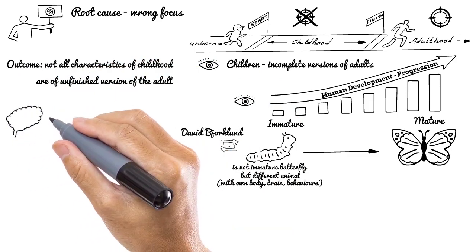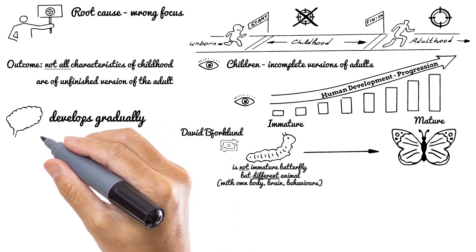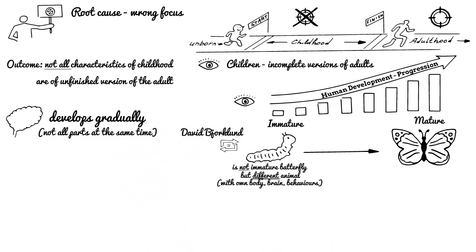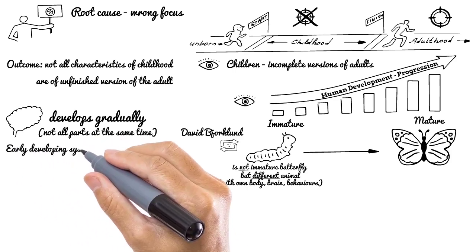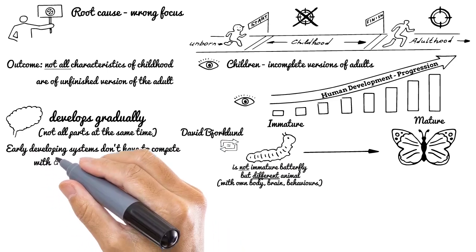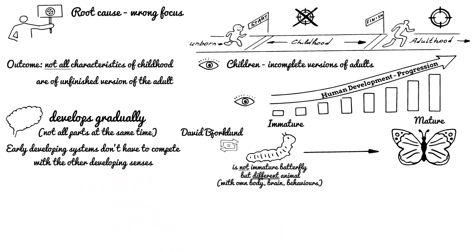Our brain develops slowly and gradually, not all parts at the same time. For example, even various sensory systems develop in an uneven order. Hearing emerges before vision. That means that early developing systems do not have to compete for real estate in the brain with the other developing senses. The idea is that limited sensory functioning reduces sensory input and serves to decrease competition between developing senses.